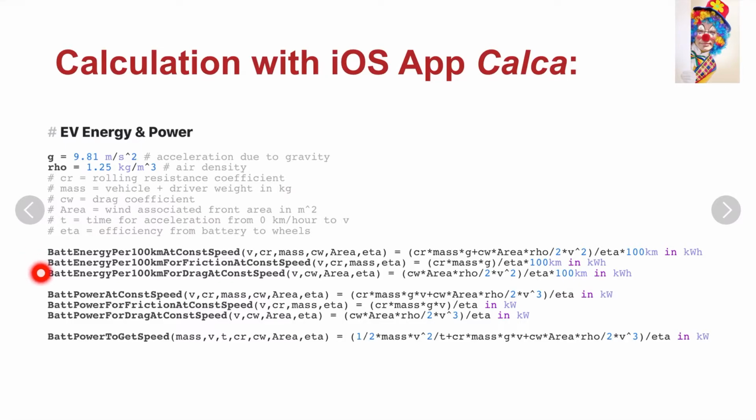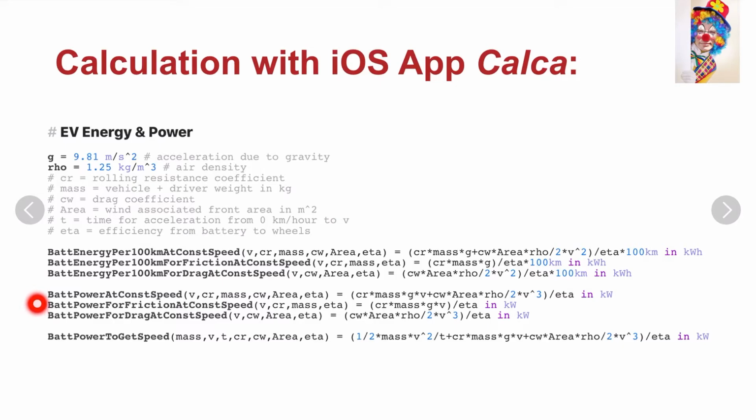And the second and third equation is only that we want to have the consumption only due to the friction and only due to the wind resistance here. We see afterwards that this is beneficial to have this force, this consumption separated here.